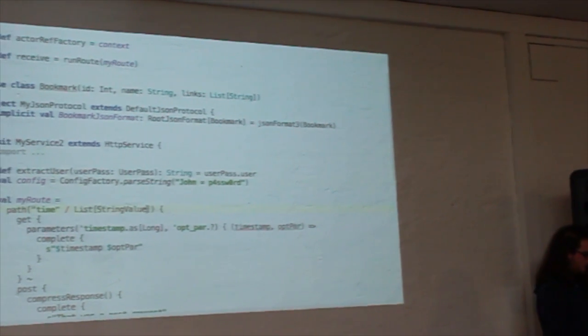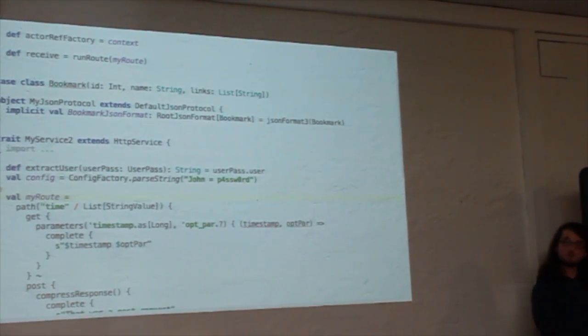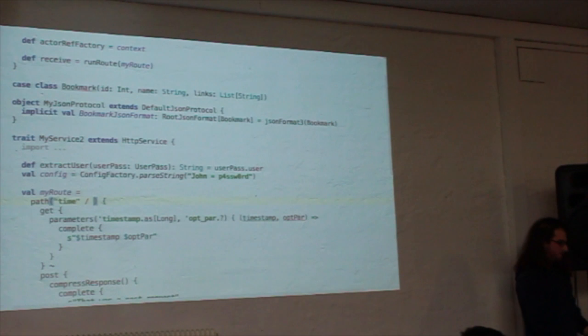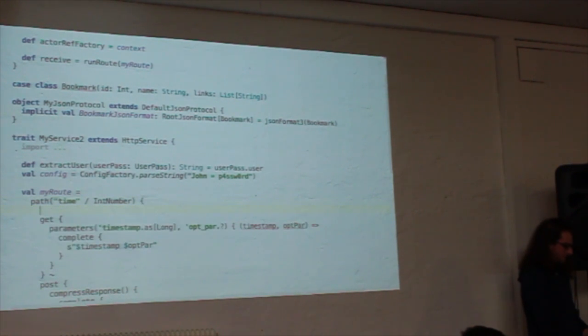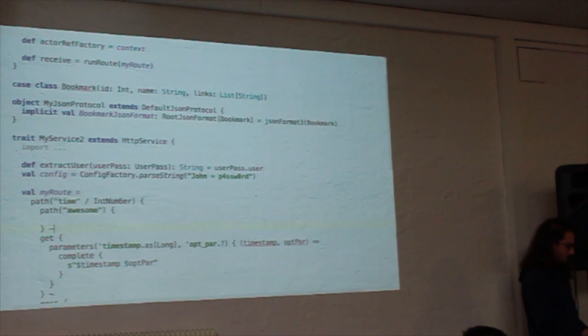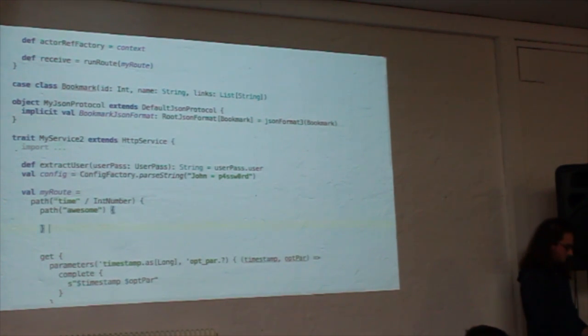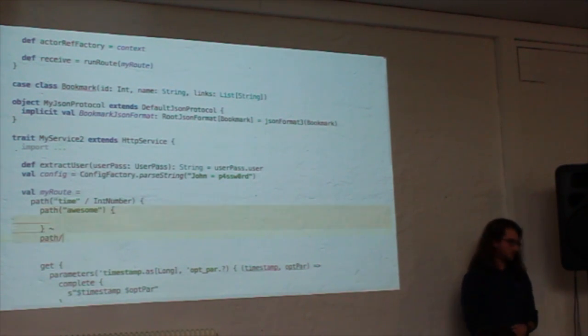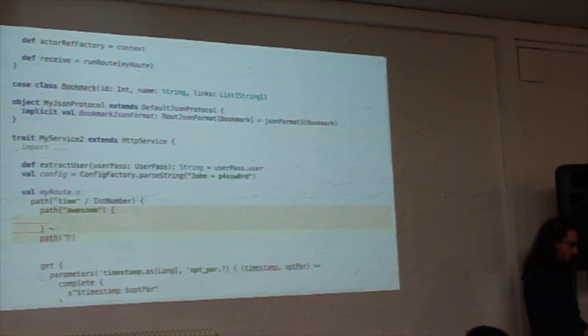I'm sure there's some workaround for that. Seems to work. You can also nest paths. So you could say, I want to have a number here, a page number. And then you have multiple directives for path, like time, awesome, whatever. And then you have a section after the number. Exactly. So the path then would be time slash 1234 slash awesome.